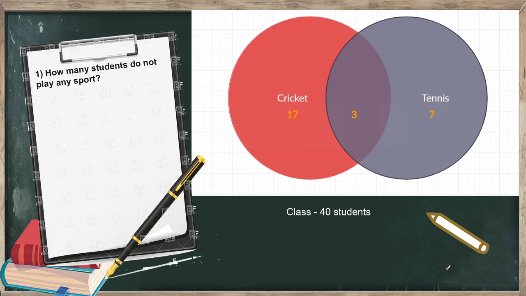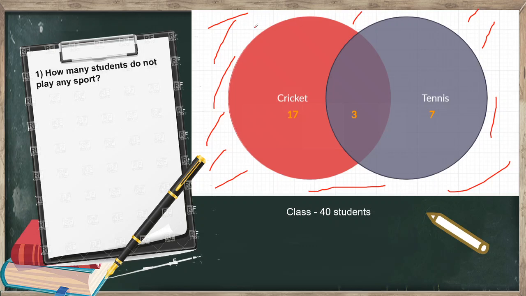So all those who do not play are where? Outside the circle. That is here, in this white space. This white space shows people who do not play cricket or tennis. That means they do not play any sport with respect to our class or our universe. Okay, now let's move on to the next question.